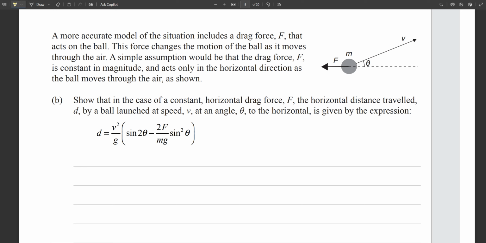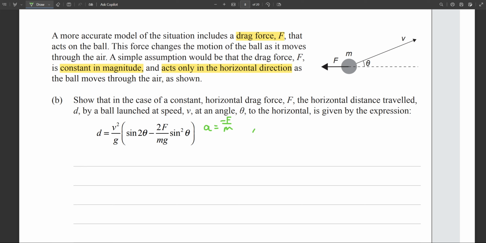A more accurate model of the situation includes a drag force, F, and it changes the motion of the ball. A simple assumption is that the drag force is constant in magnitude and acts only in the horizontal direction. We need to show that this new horizontal distance will be given by this expression if we take into account the drag force. So let's write the acceleration on the x direction. The net acceleration it'll experience from this drag force will just be negative F on m, as F equals ma.